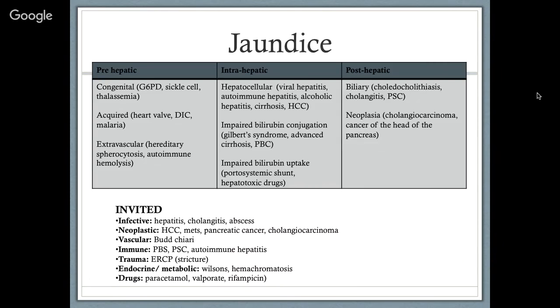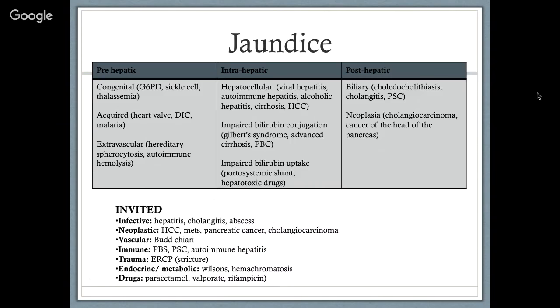Prehepatic, intrahepatic, and posthepatic as well. Prehepatic, things like congenital: G6PD, sickle cell, thalassemia; acquired: heart valve, DIC, malaria. Don't forget malaria. And extravascular, so things like hereditary spherocytosis. And the intrahepatic, what's going to cause jaundice in the liver? So hepatitis, alcoholic cirrhosis, or also impaired bilirubin conjugation or uptake.